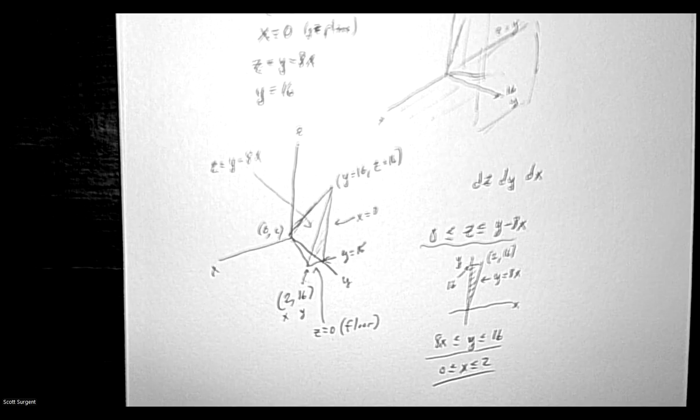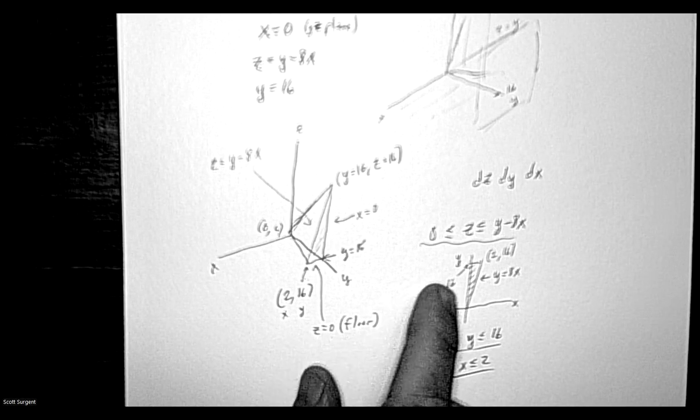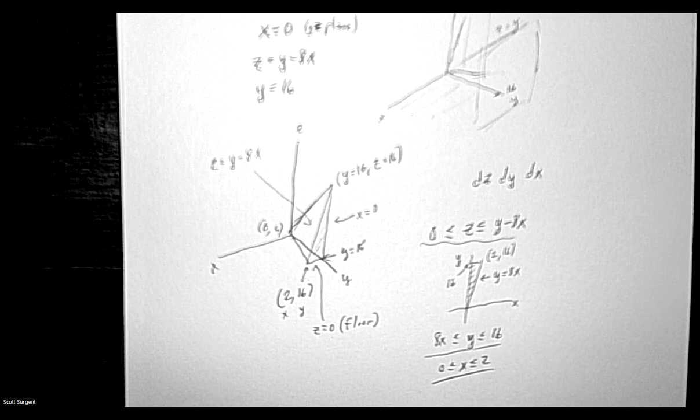Okay. 8x is less than y, which is less than 16. That's because if we had y minus 8x equals 0, then we would add 8x to both sides. So y would equal 8x, and that's the lower bound. Well, okay, right here, this y equals 8x. You can figure it out two ways. I figured out that the corner was 2, 16, and that the line goes to the origin.